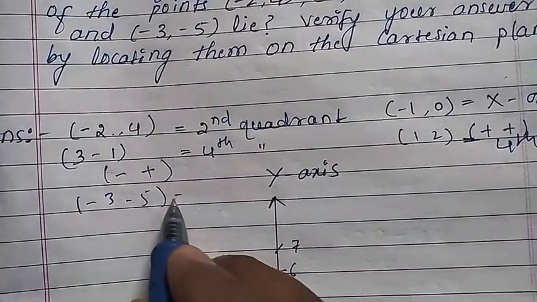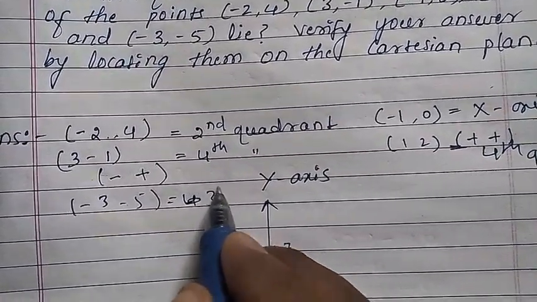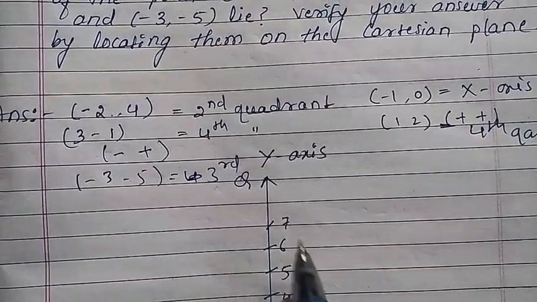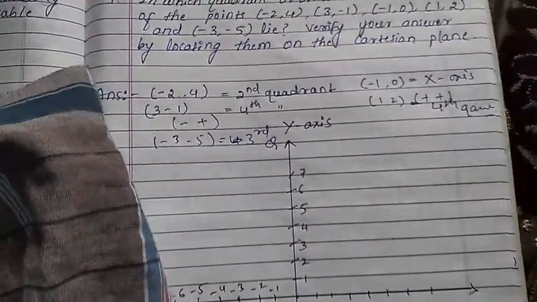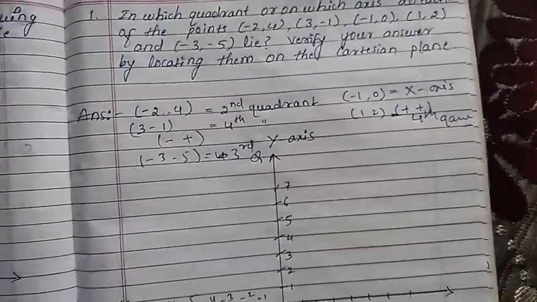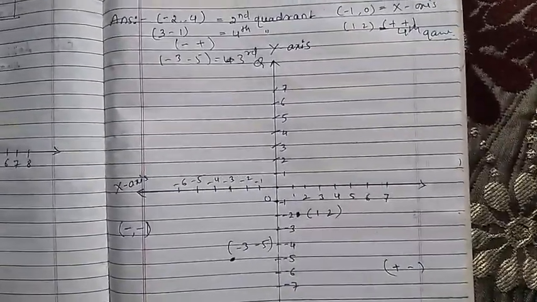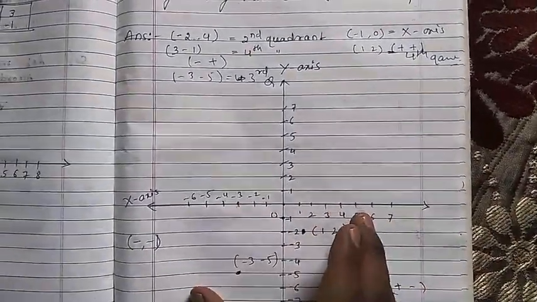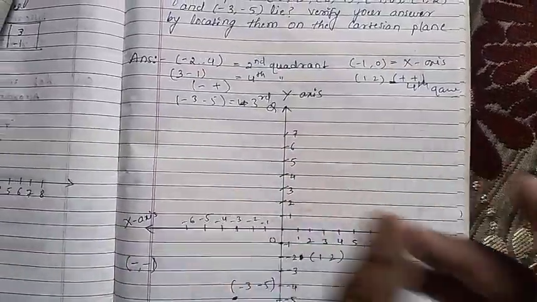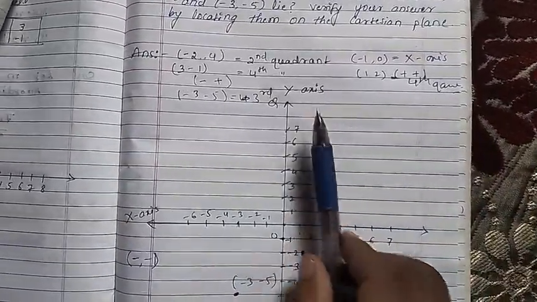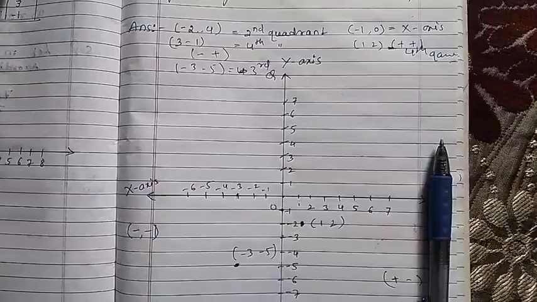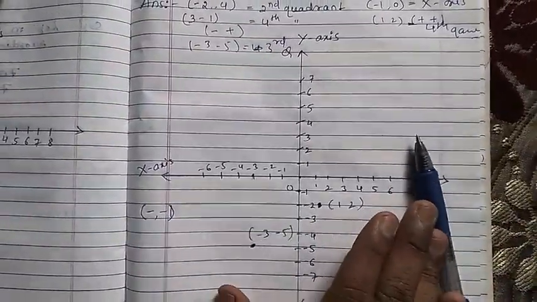Third quadrant. So minus 3, minus 5 is in which quadrant here? Third quadrant. Clear? Now this is identification of the quadrant in the Cartesian plane. I hope you understood this one. First you have to draw the graph. Then you have to identify which quadrant the coordinate points lie on by using this Cartesian plane.